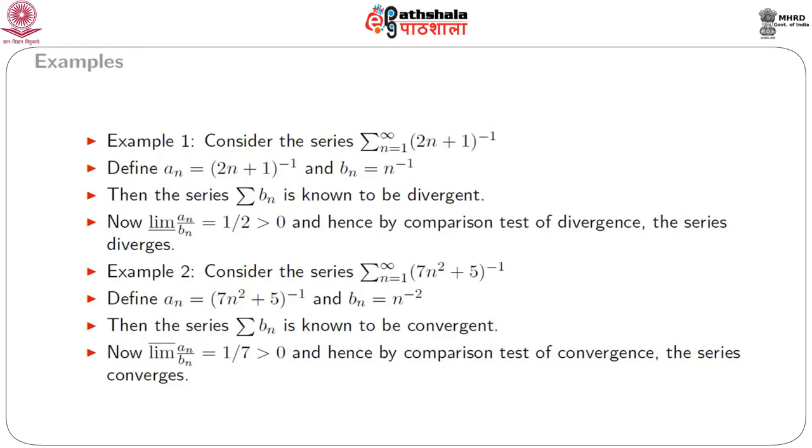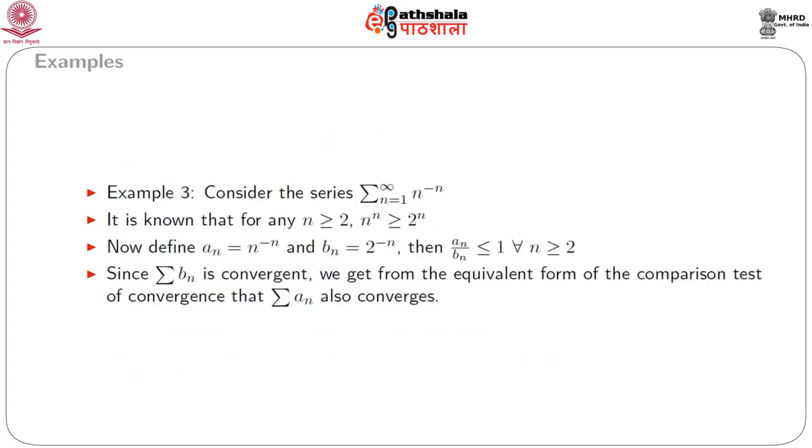Consider our next example, where we have considered a series with nth term as (7n square plus 5) to the power minus 1. Now looking at the form of (7n square plus 5) to the power minus 1, we set b_n as 1 by n square. Then the series summation b_n is known to be convergent, and we find that limit superior of a_n divided by b_n equals 1 by 7, which is positive, and hence by comparison test of convergence the series converges.